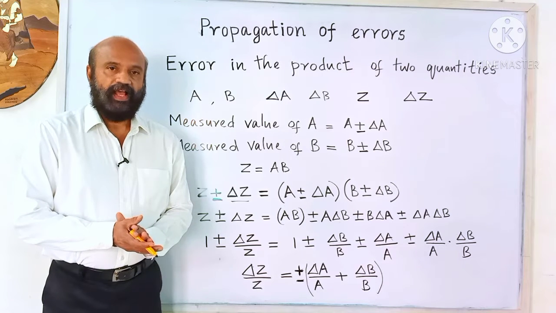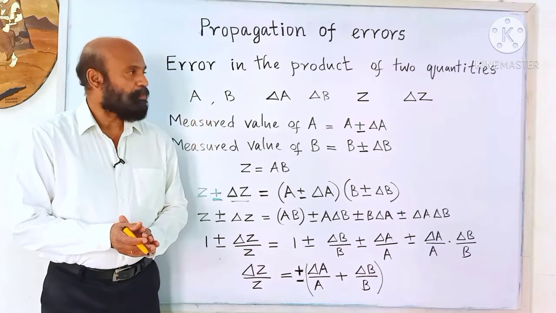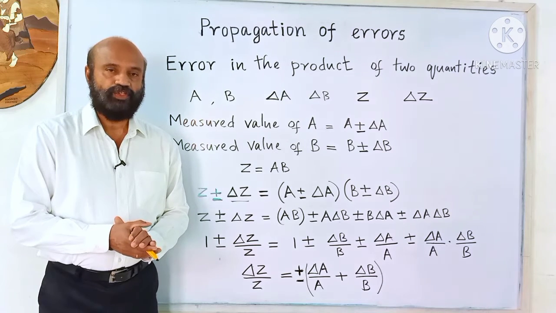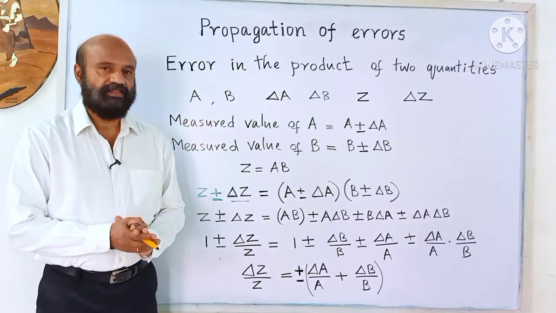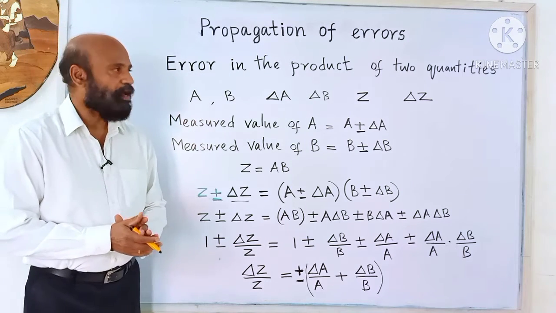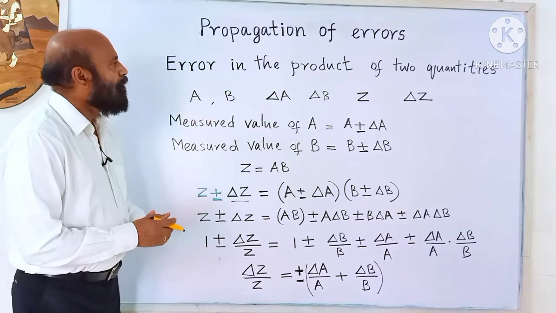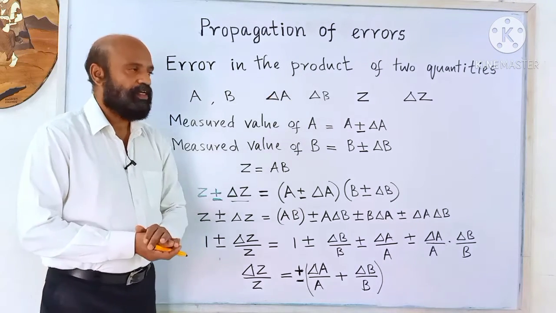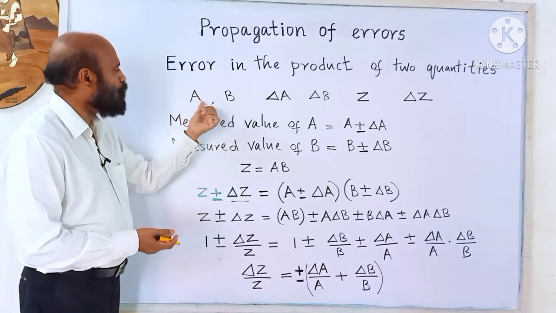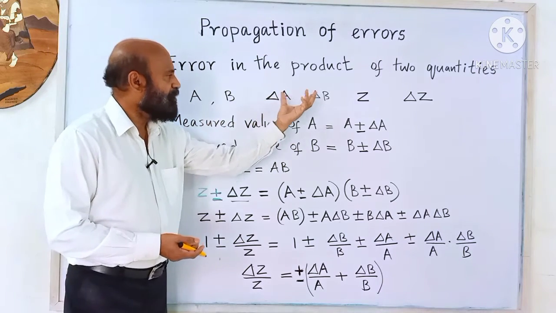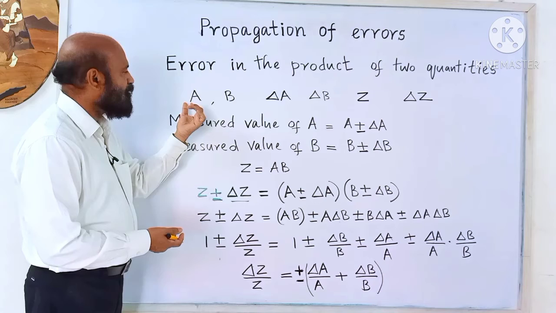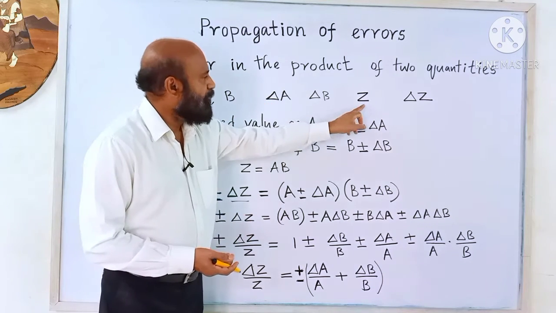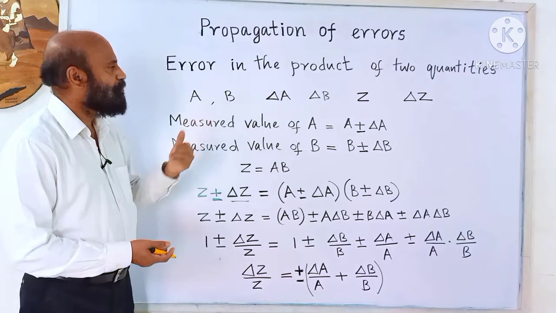In my last video, I explained the propagation of errors in the case of multiplication and division. In this video, I am going to explain propagation of error in the case of product of two physical quantities. A and B are two physical quantities. Delta A and delta B are the errors in the measurements of A and B respectively. Z is the product of A and B.